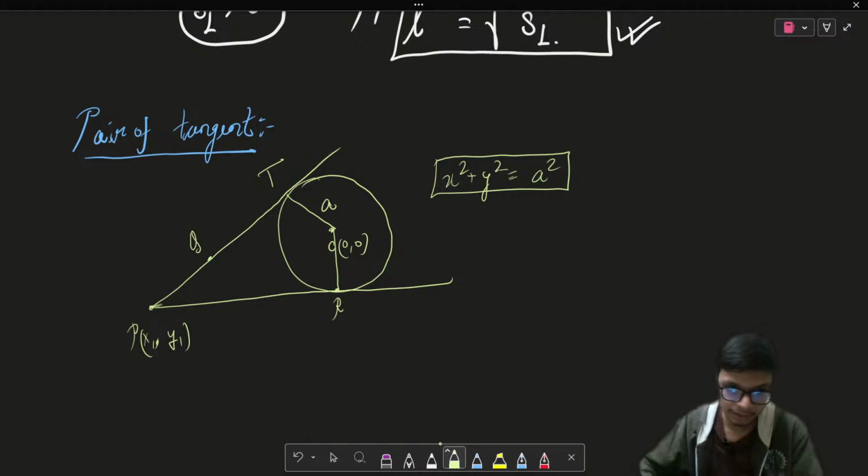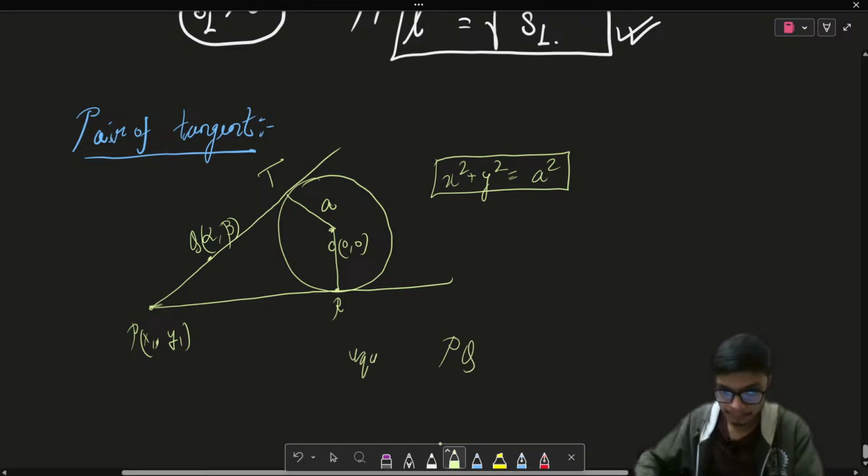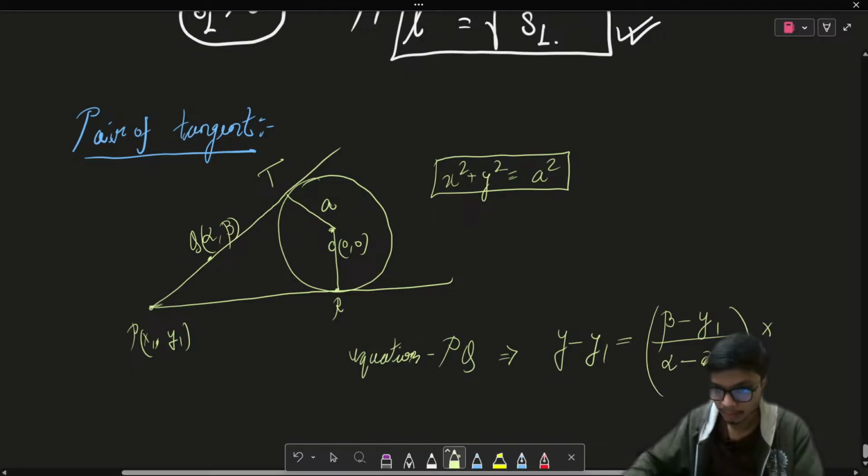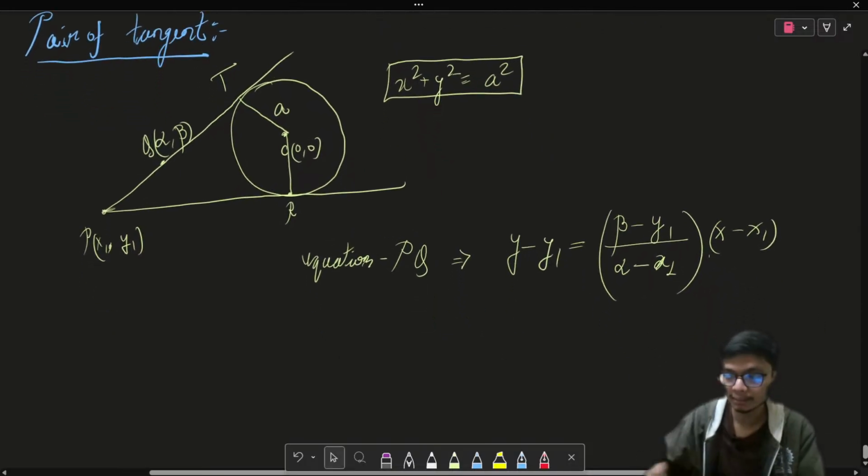So for that, let us assume some point Q, alpha comma beta, which is lying on this tangent PT, right? So let us consider Q which is lying on PT. If I want to write down the equation of PQ, that would be given as y minus y1 is equal to the slope, which is going to be beta minus y1 by alpha minus x1, multiplied with x minus x1, right? That is what we will have as the equation of the line PQ.